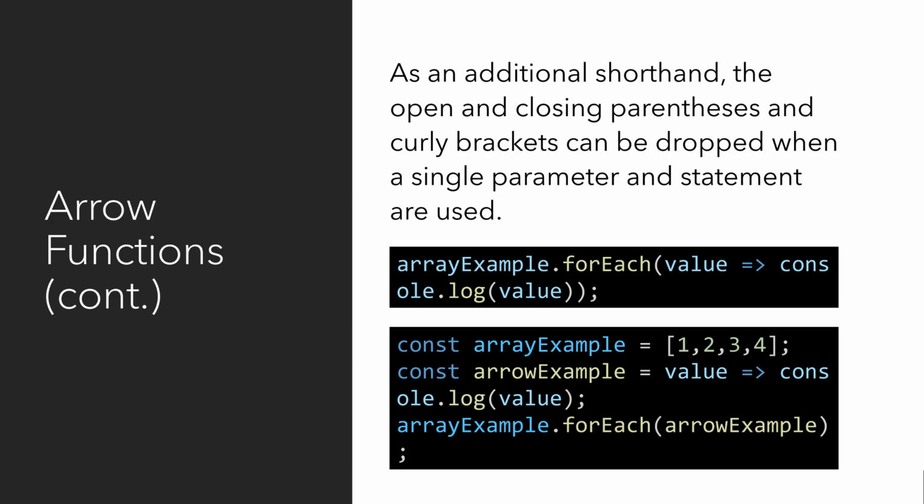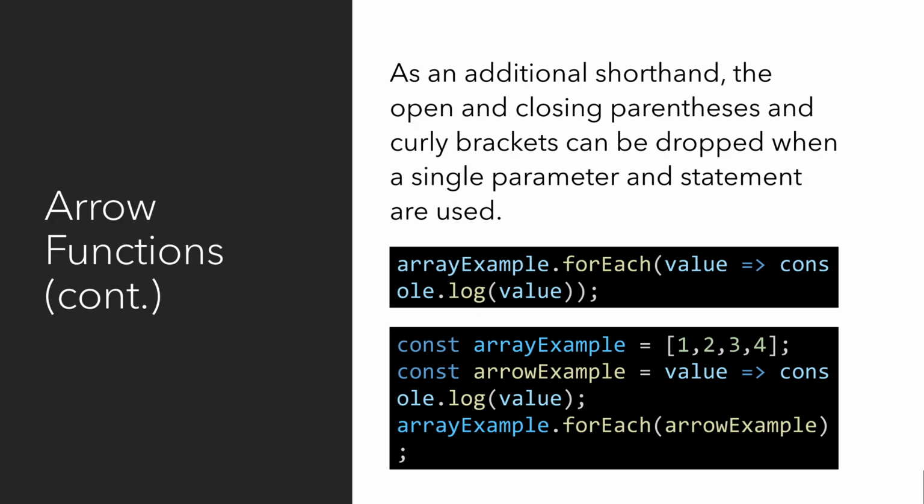Notice the same forEach method, but in this case, value is the only parameter. The arrow function is used, pointing away from the parameters to the body of the function, but as a single statement, there are no open and closing curly brackets because there's only a single line, a single statement as part of the body of that arrow function. This serves as a quick shorthand.